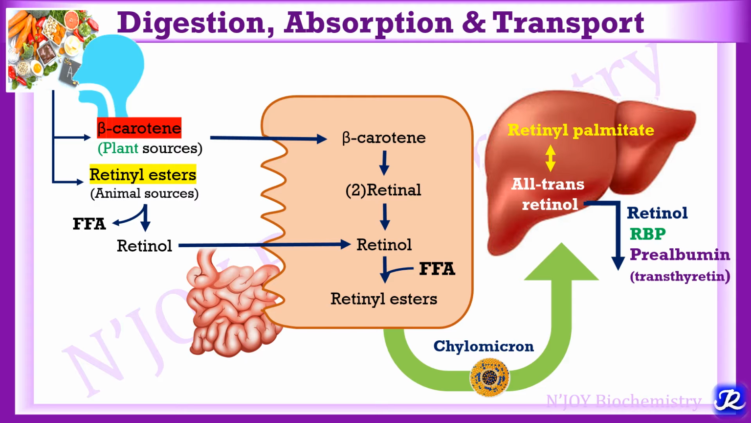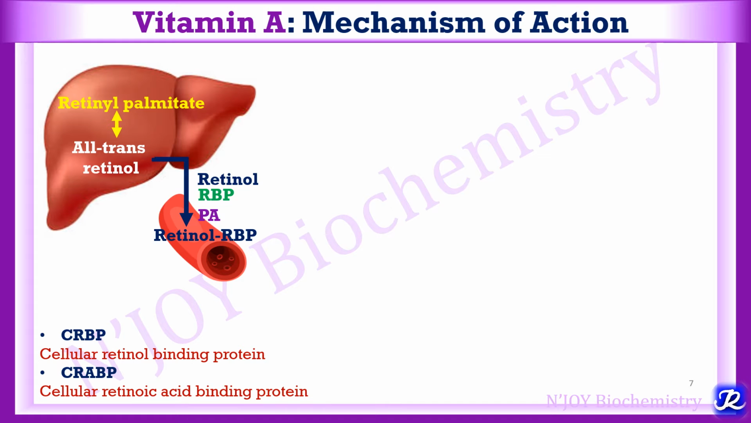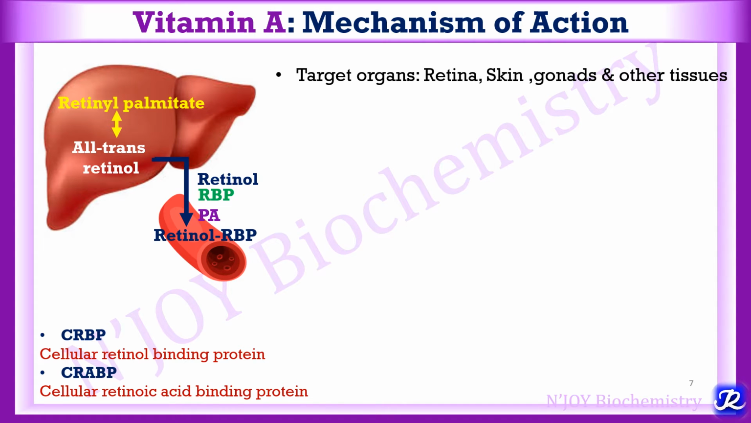And this molecular aggregate of relatively large size prevents the loss of vitamin A by glomerular filtration, and it also ensures the taking over of retinol by specific cell receptors which recognize this complex. So with the help of this tricomplex, in the circulation the vitamin A reaches various target tissues. Through the circulation, the retinol reaches the target organs like retina, skin, gonads and other tissues.